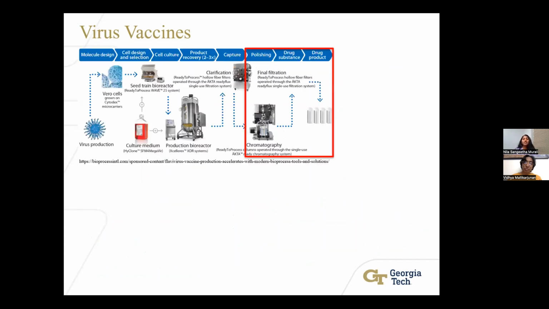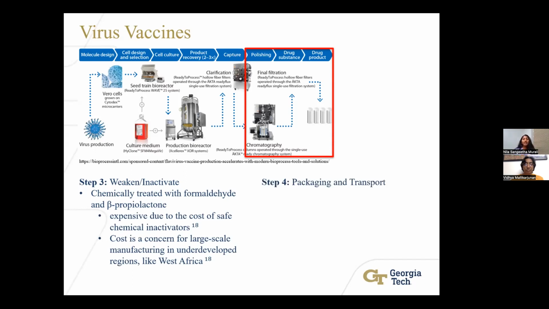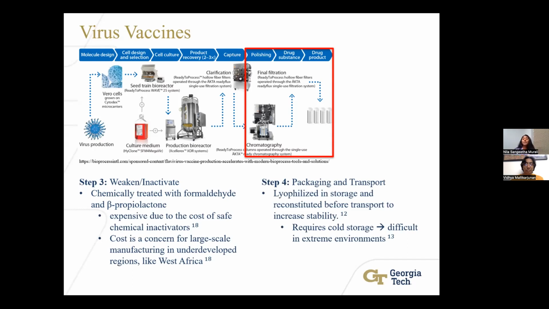The second half of the virus vaccines manufacturing involves inactivation and packaging. The step is weakening or inactivating the virus using some sort of chemical inactivator like formaldehyde or beta-propiolactone to destroy the virus's genetic material. This step can be very expensive due to the cost of the chemical inactivators, and this would be specifically infeasible in underdeveloped regions like West Africa, where such extensive costs would be hard to maintain for virus vaccine production. The final step is packaging and transport. Whole virus vaccines need to be maintained in cold temperatures and probably lyophilized as well during storage to maintain their stability. And this is once again infeasible in extreme climates.